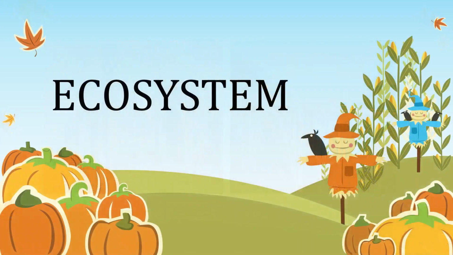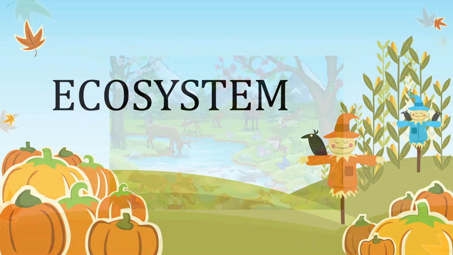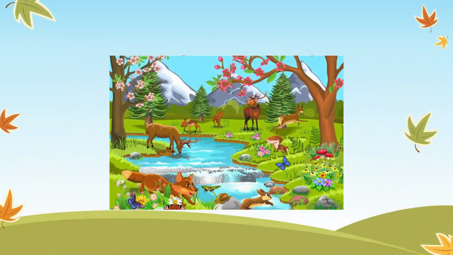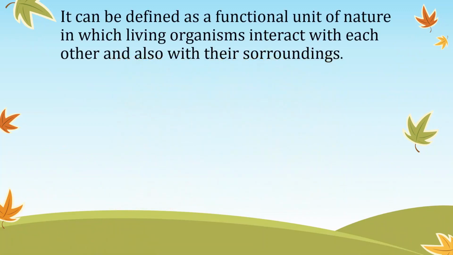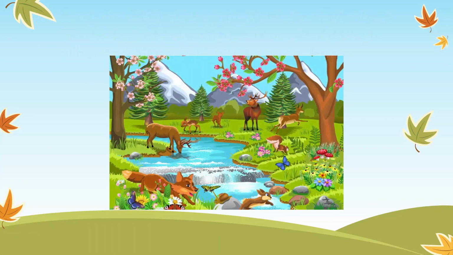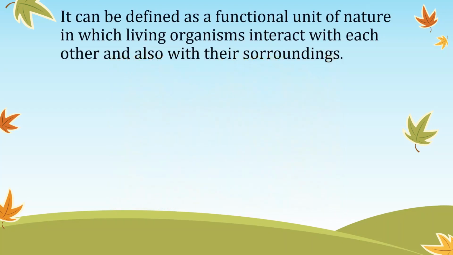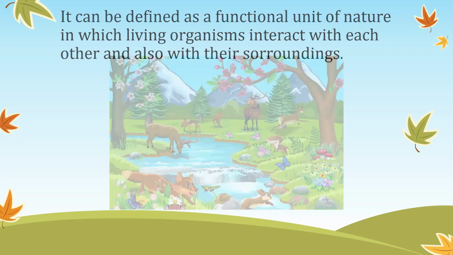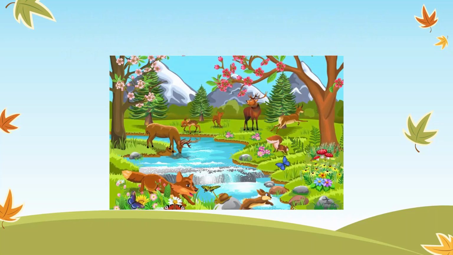Now ecosystem. What is an ecosystem? Here you can see a beautiful image of an ecosystem. You can see all the plants and animals are interdependent on each other, dependent on their surroundings. So let's read its definition. It can be defined as a functional unit of nature in which living organisms interact with each other and also with their surroundings. So all the living beings are interacting with each other and also with the surroundings they live in.